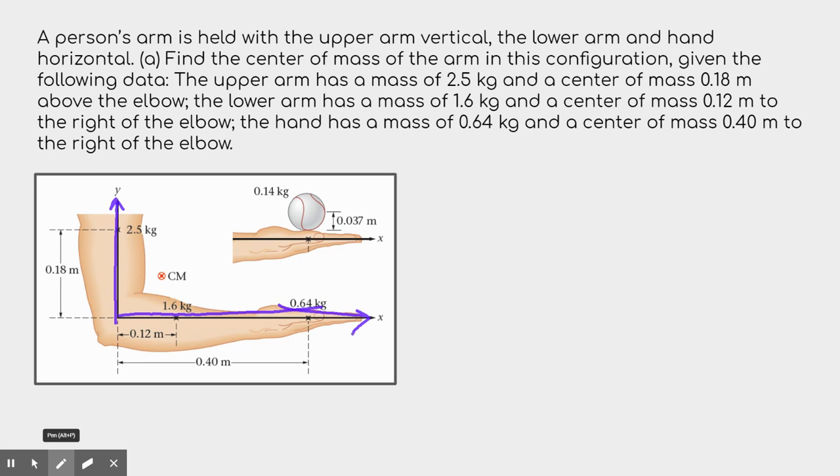We want to find the center of mass of the arm in this particular configuration, knowing the following information. We know the mass and the center of mass for the upper arm, the mass and the center of mass for the lower arm, and then the mass and the center of mass for the hand. So all of that is labeled for you. If you take a look at your formulas, I hope you found this one. So we're going to find the point for the center of mass.